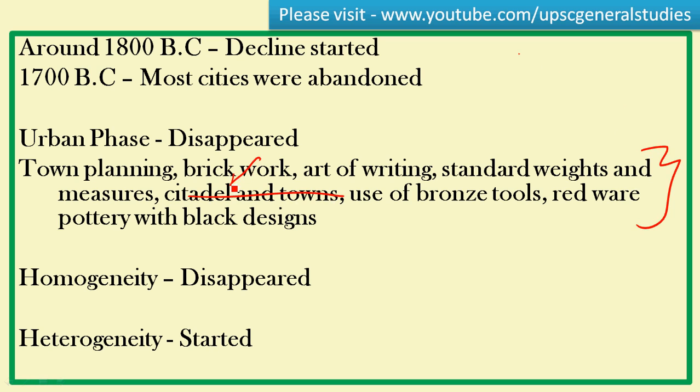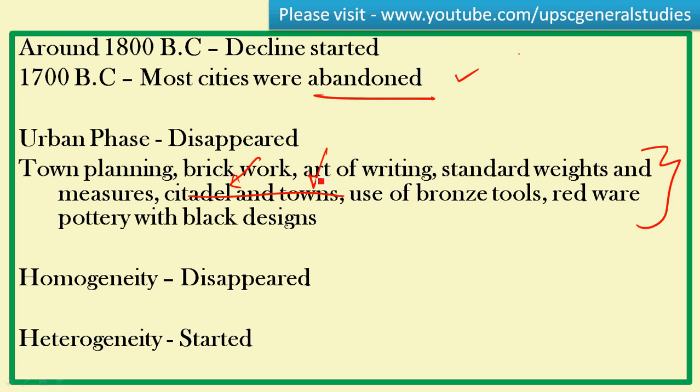Citadels is the place where aristocracy lived, and the lower town is a place for common people, and there was use of bronze tools and red ware pottery with black designs. So these were important features during the mature Harappan civilization. These features started declining during the late Harappan phase. By the year 1700 BC, most of the cities which prospered during the mature phase were abandoned. This is the phase of late Harappan.